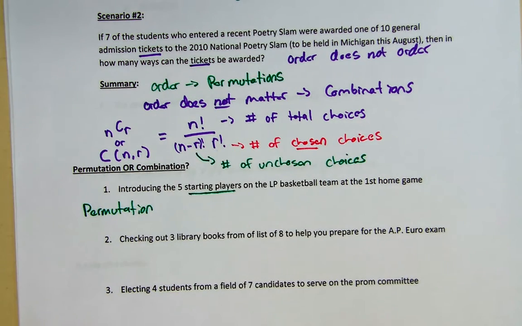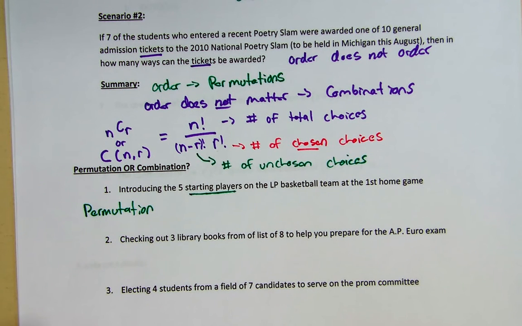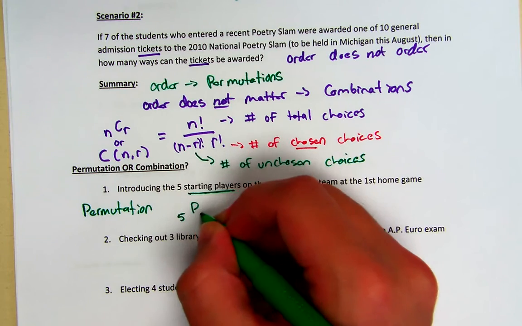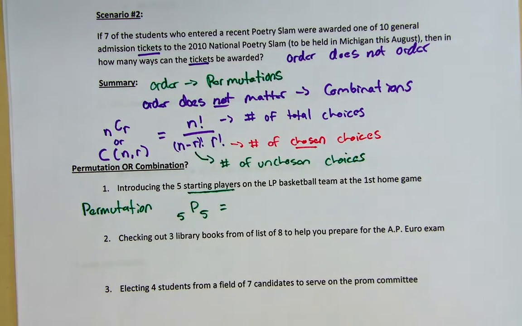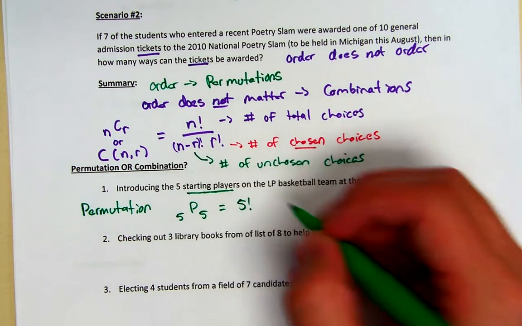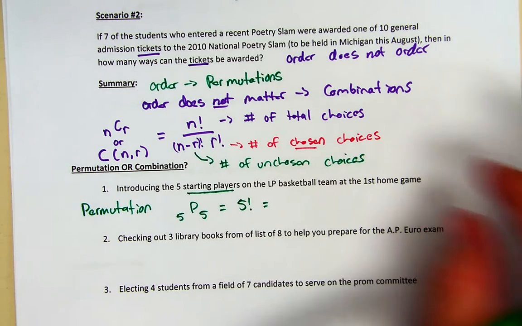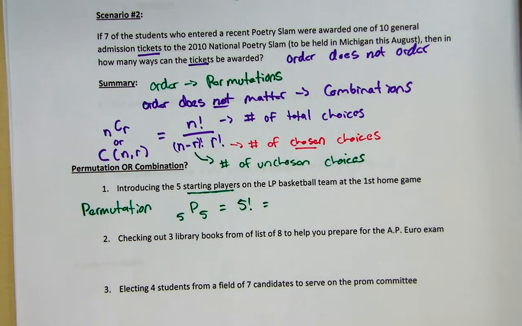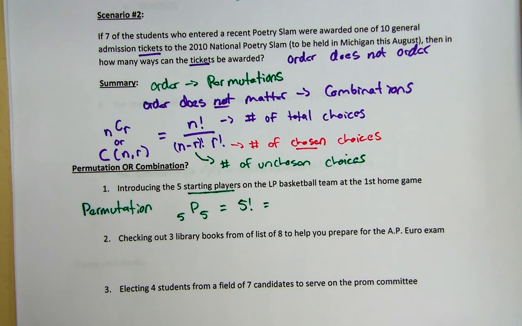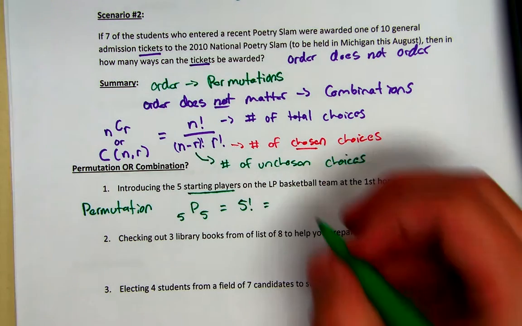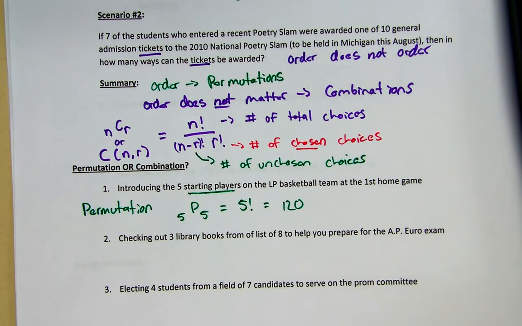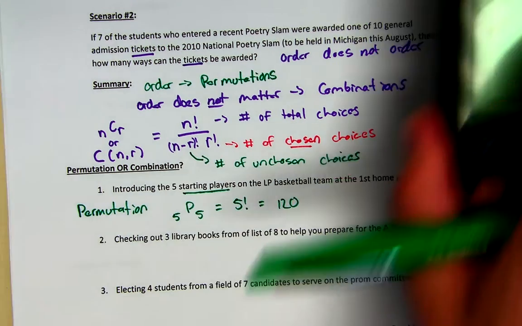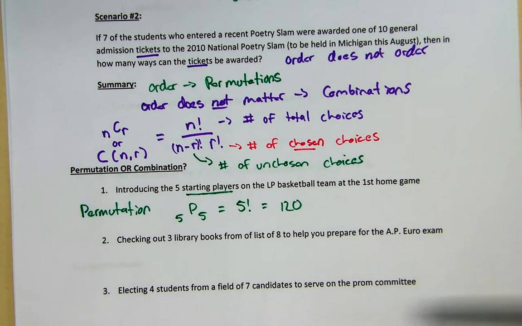So permutation, well, 5 starting players, I'm going to announce all 5 of them. So I'm going to do 5P5. Alright, that's 5 factorial, which ends up giving me, what did we get from that? 120. So 120 different ways or orders that you can announce that team.